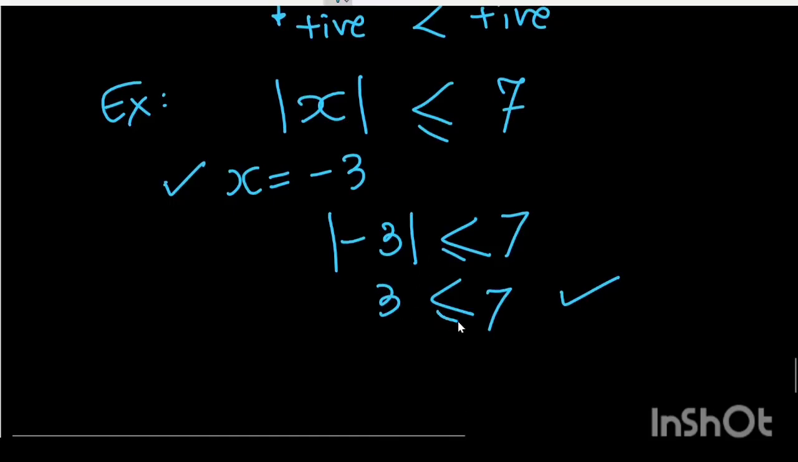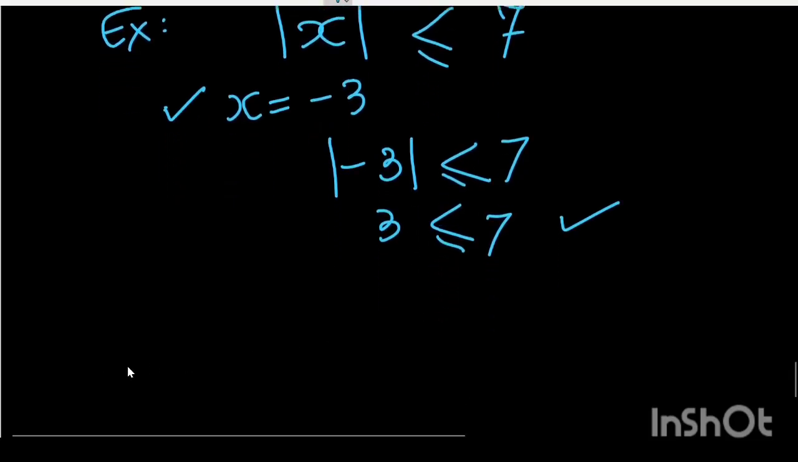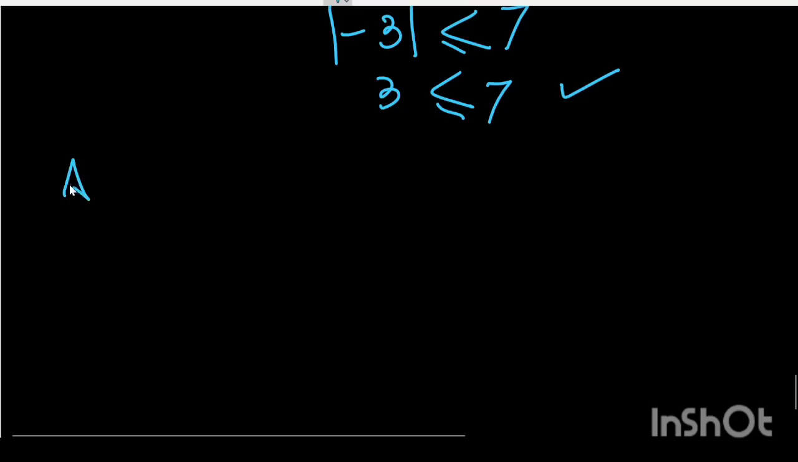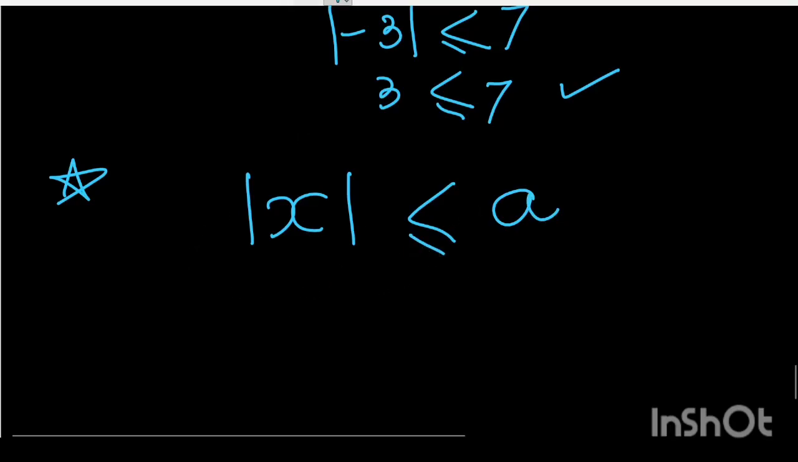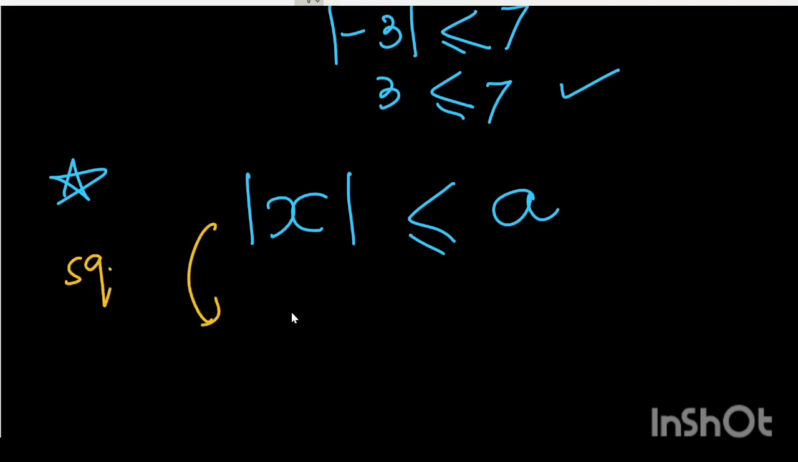So let's understand how we can treat this. Now |x| less than a or less than or equal to a. Since both are positive, we know from the rules of inequality that we can square both sides. So when you square both sides, |x| squared.